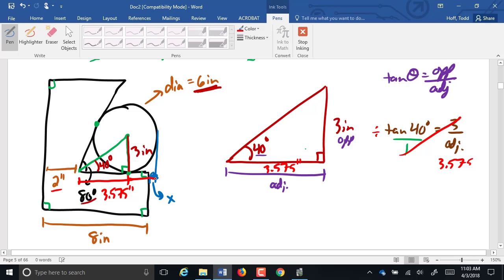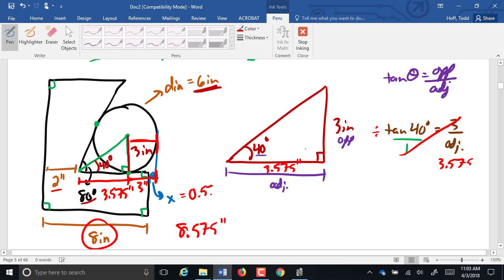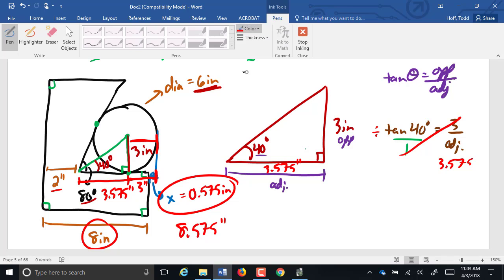This is 2. From here out to the edge is how much? 3 inches. So we add those all up, we get 8.575 inches all the way out to here. So we subtract the 8 inches, we've got a difference of 0.575 inches is X. What do you think? Doable?